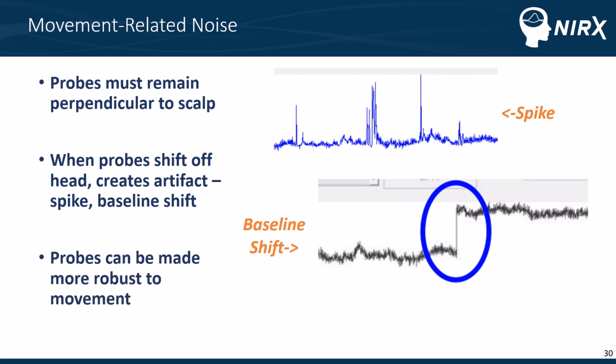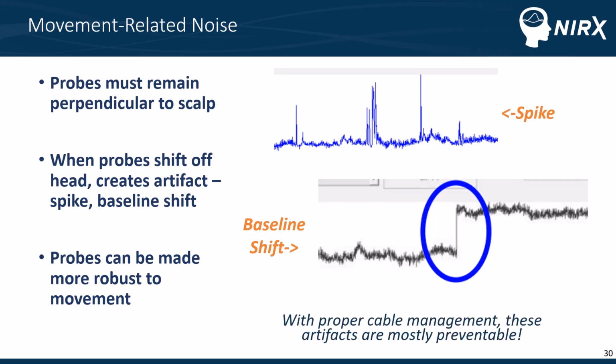Probes and headgear can all be made to be very robust to these motion artifacts. Generally, cable management is one of the most key considerations for preventing them. With proper cable management, these artifacts are generally preventable. So it's very important to review your data in real time as well as later on to get a sense of whether or not your setup is robust to motion artifact.